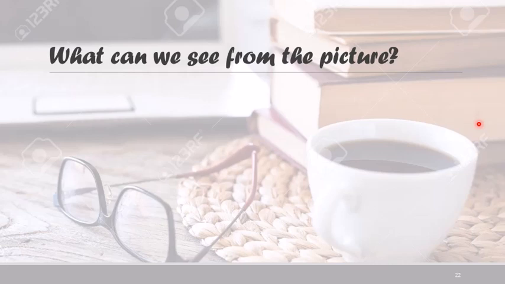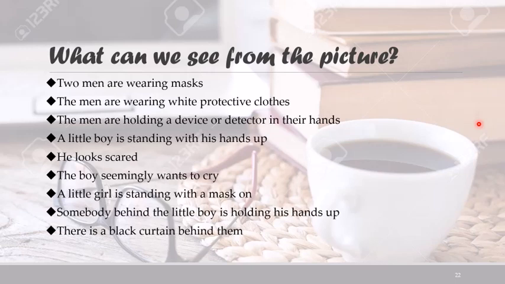And these are my observations. For example, we can see two men are wearing masks and also white protective clothes. They are also holding a kind of device or detector in their hands. And we've got a little boy standing with his hands up, and he looks kind of scared. It seems that the boy would like to cry. And a little girl is also wearing a mask, and also there is a black curtain behind them. Okay, so these are actually our observations.